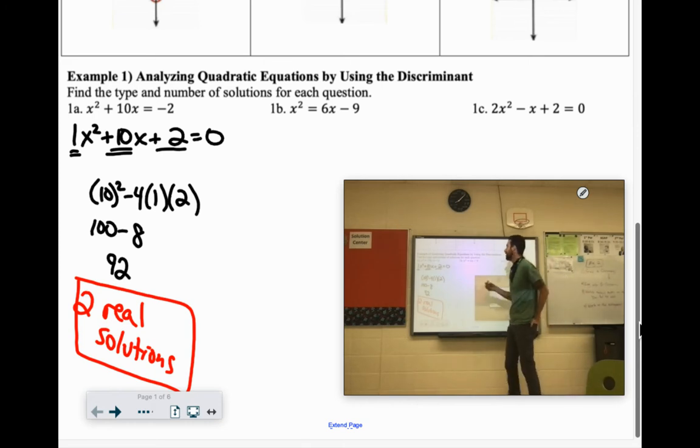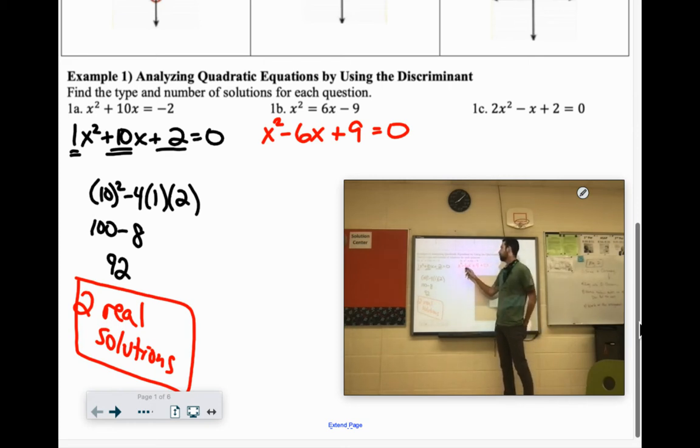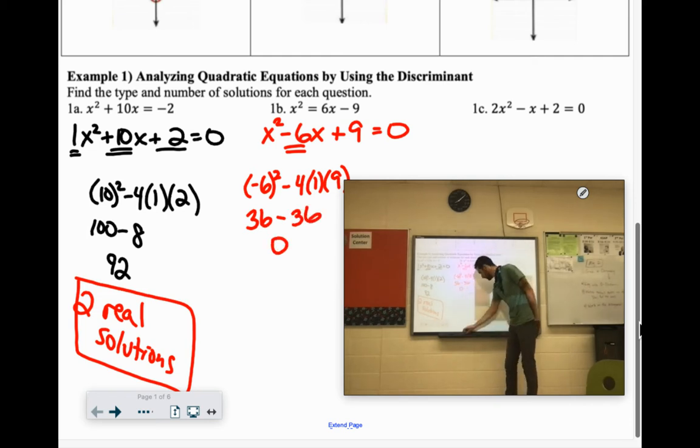1b, we got to get it all on the same side, so we'd have to subtract the 6x. We'd have to add the 9, and then let's figure out what b squared minus 4ac is. b in this case is negative 6, negative 6 squared minus 4, a is 1, c is 9. Negative 6 times negative 6 is 36. 4 times 1 times 9 is 36. 36 minus 36 is 0, and if it comes out to 0, that means there is one real solution.